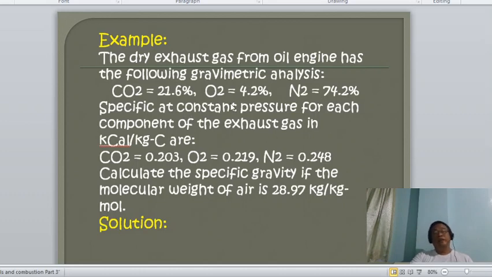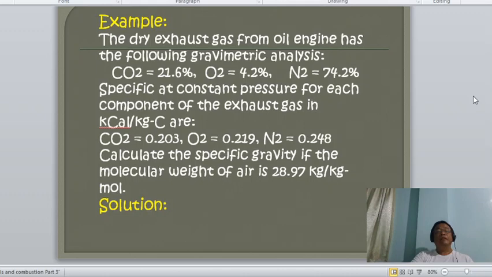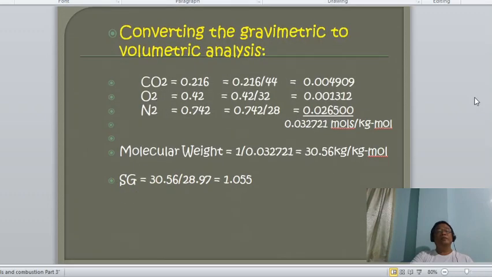So here is now the problem. Calculate the specific gravity if the molecular weight of the air is 28.97 kilogram per kilogram mole. Take note that the given is the gravimetric analysis and the specific heat. Let us now take the solution of this.